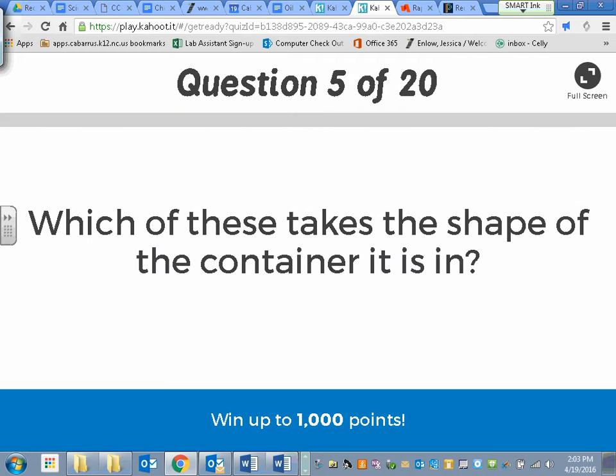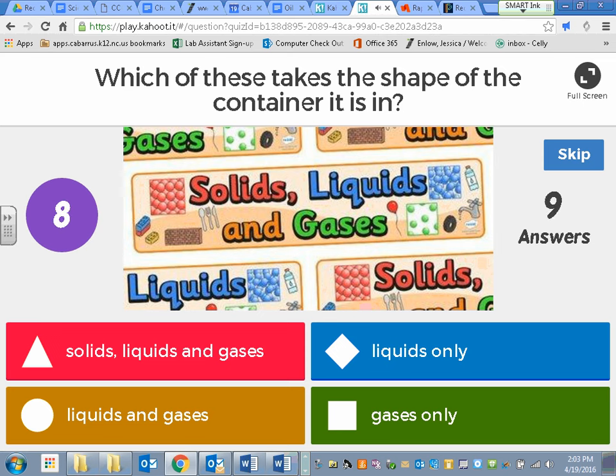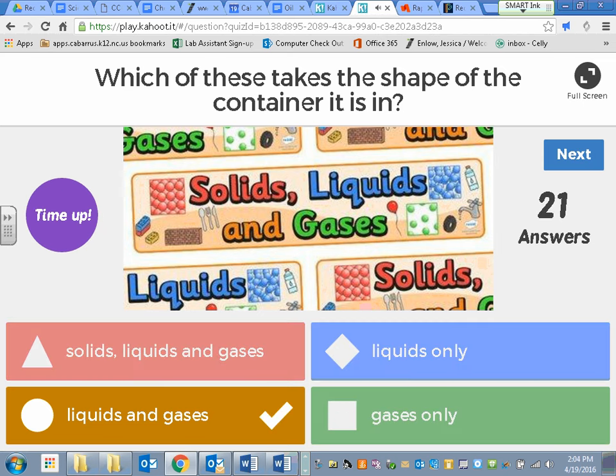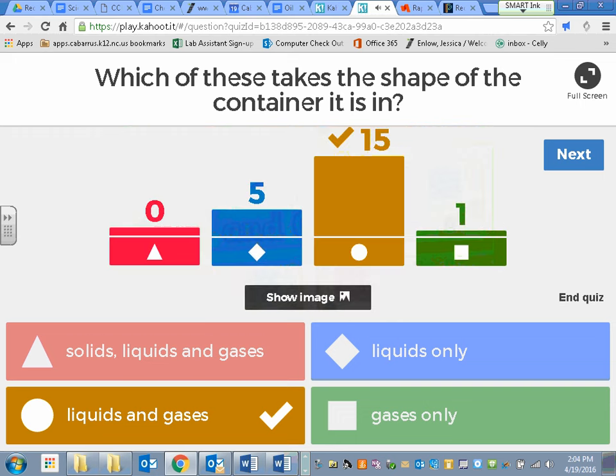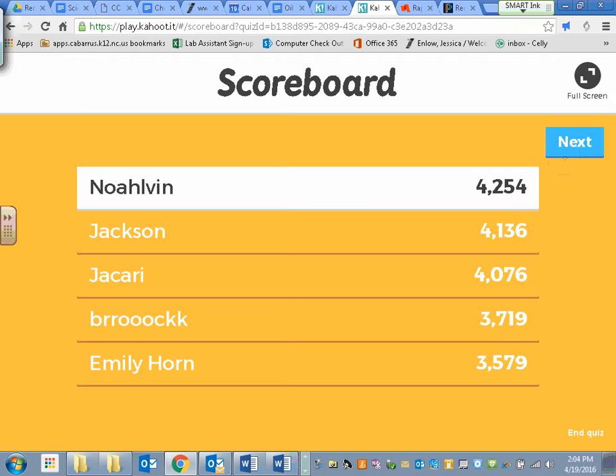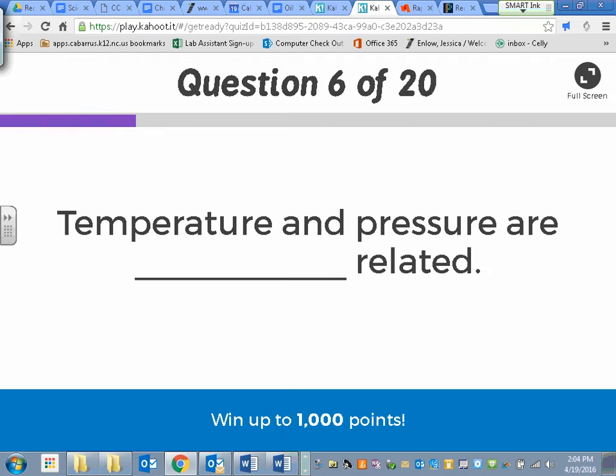More collisions, more pressure. Which of these takes the shape of the container it is in? Okay, no, liquids only. If anything, it would be gases only, but no, it's going to be gases and liquids. So whoever's blue people are, no. No. Temperature and pressure are blank related.